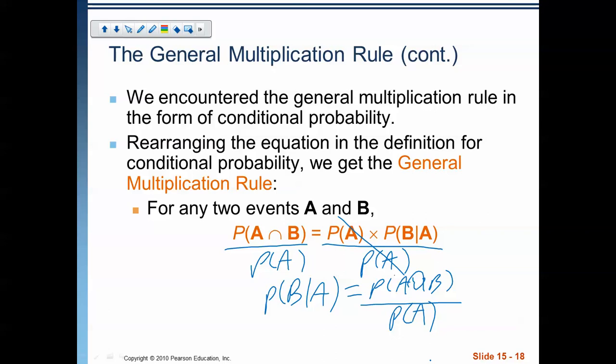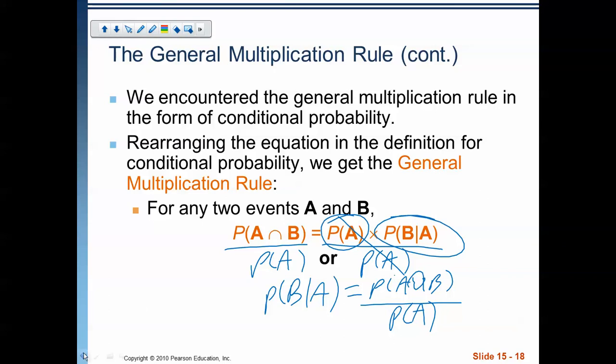Well, that's true. All we've done is rearranged it, right? The general multiplication rule, the same way that we've defined this conditional probability, is just our general multiplication rule. If you multiply the probability of event A happening times the probability of event B happening, given that A has happened, you get that P of A and B. And that's all I want to say today.